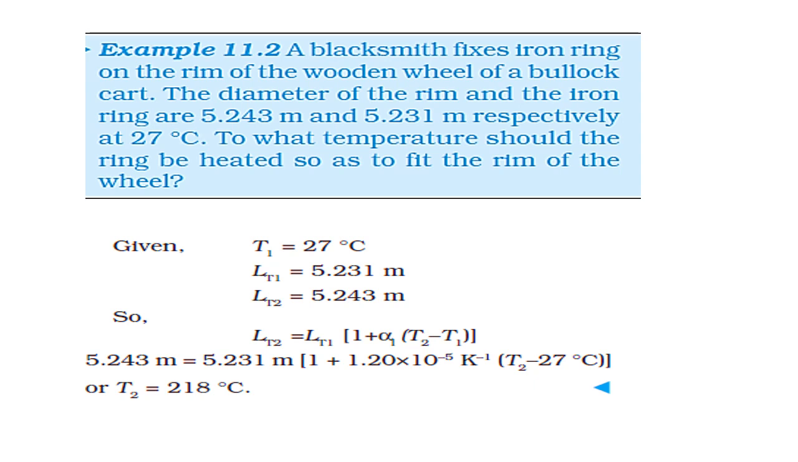Example 11.2 of your NCERT: a problem based upon the thermal expansion topic. A blacksmith fixes an iron ring on the rim of the wooden wheel of a bullock cart. The diameters of the rim and the iron ring are 5.243 meter and 5.231 meter respectively at 27 degrees Celsius. You have to find out the temperature at which the ring must be heated so as to fit the rim of the wheel.